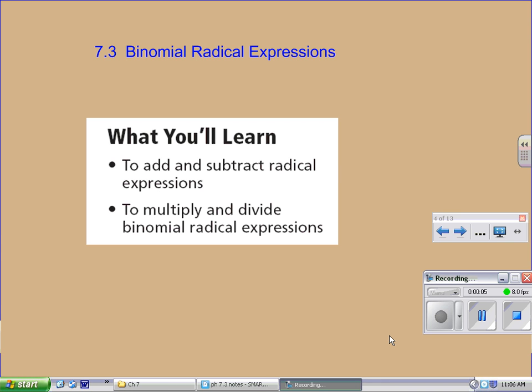Today we're going to be in section 7.3 in our textbook, add and subtract radical expressions, and multiply and divide binomial radical expressions. So basically, without the use of a calculator, at the end of this, you will all be able to add and subtract and multiply and divide. So let's go ahead and get started.